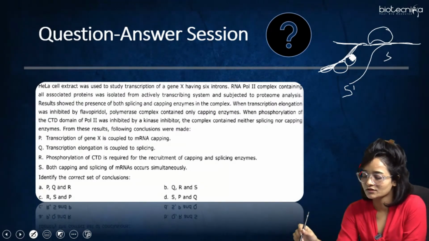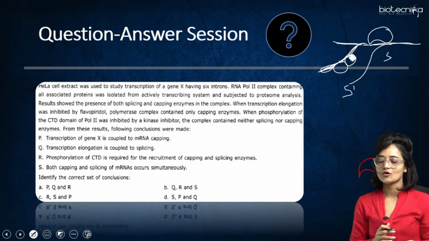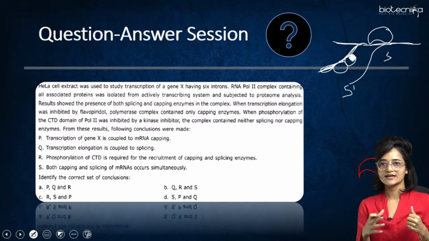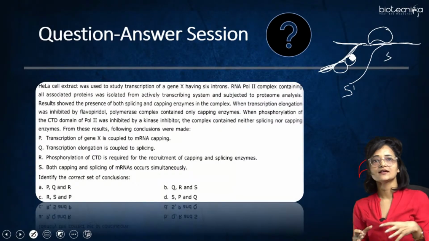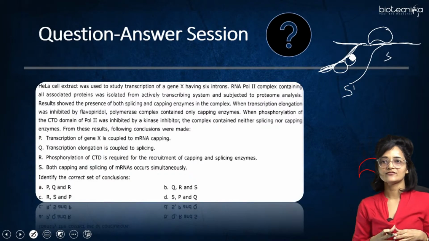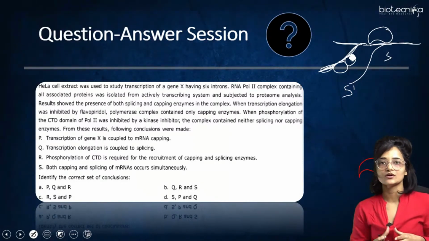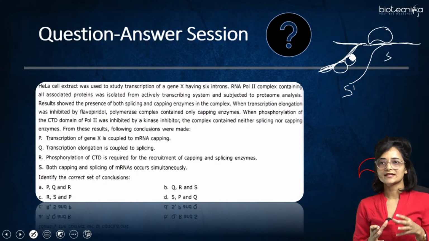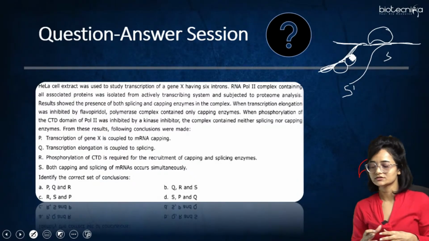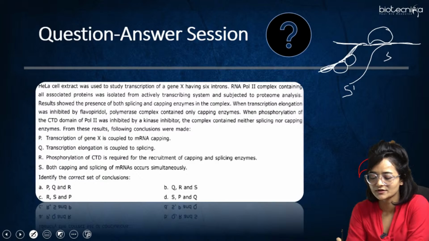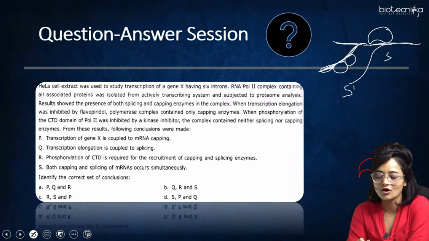Now the transcription elongation was inhibited by flavopyridol, right? Initiation took place, and when elongation started, it was inhibited by the drug. At that point, what was observed was that only the capping enzyme was present, which means that during the initiation process itself, the capping enzymes come and bind to the CTD region, right? So the first option says the transcription of gene X is coupled to mRNA capping. This option is correct.